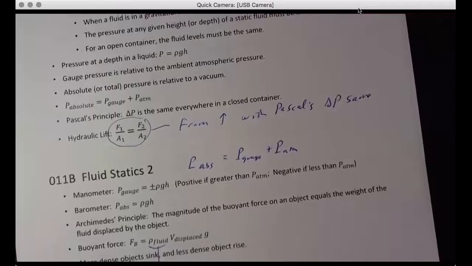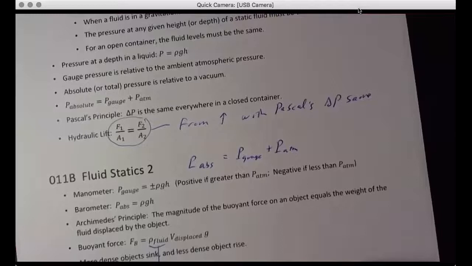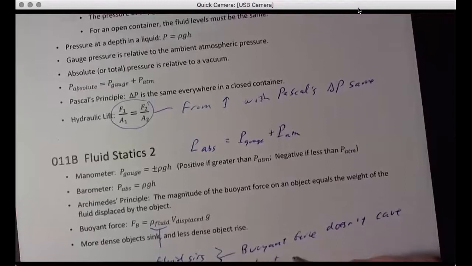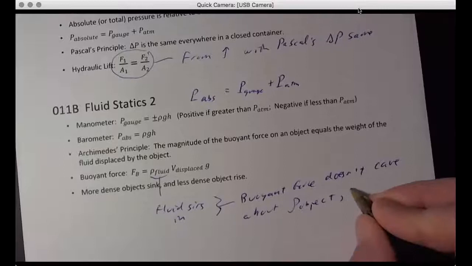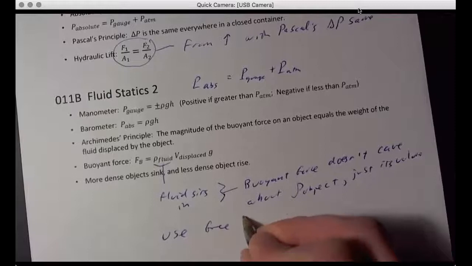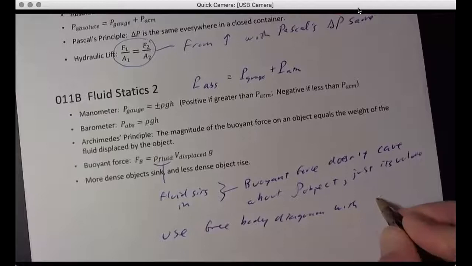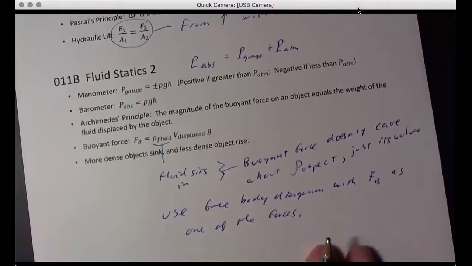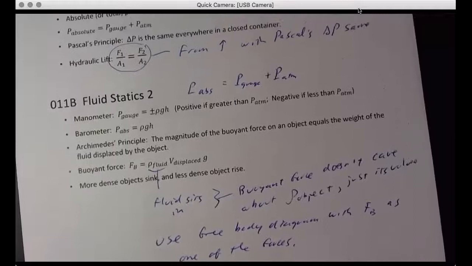So the buoyant force doesn't care about the density of the object, just its volume. And you will use a free body diagram with force buoyant as one of the forces, if you actually want to solve something with this. And then of course you also have your pressure versus depth.